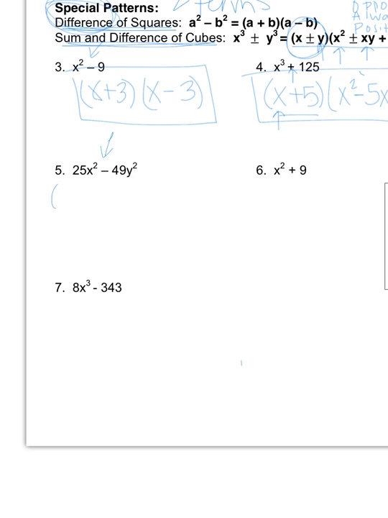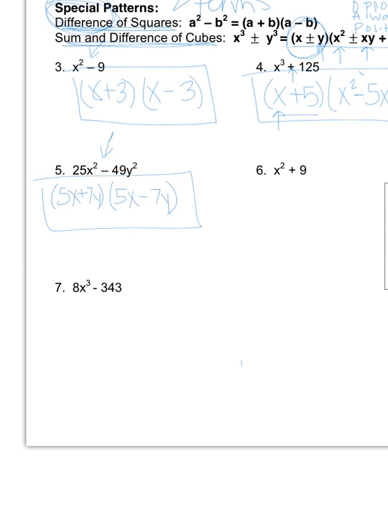So to factor that, we'll open up 2 sets of parentheses. We'll have a binomial and a binomial. We'll take the square root of 25x squared, which is 5x. The square root of 49y squared is 7y. Remember, one's a plus, one's a minus. You should be able to use FOIL, multiply them together, and it should give you back your original.